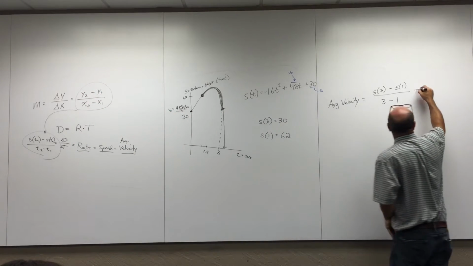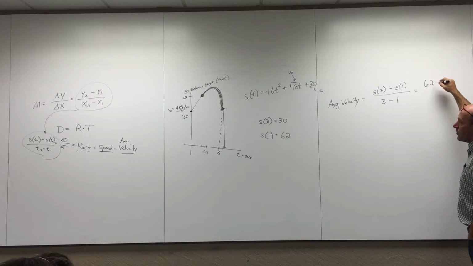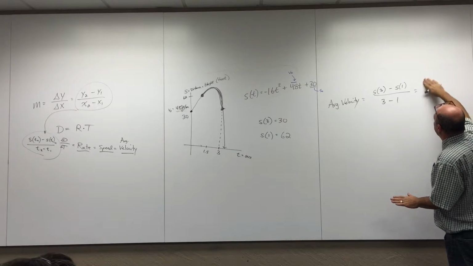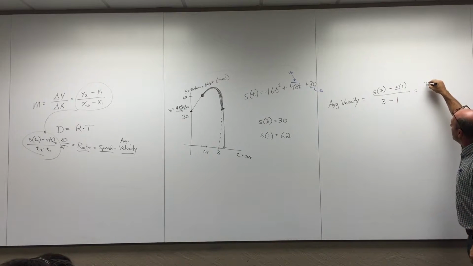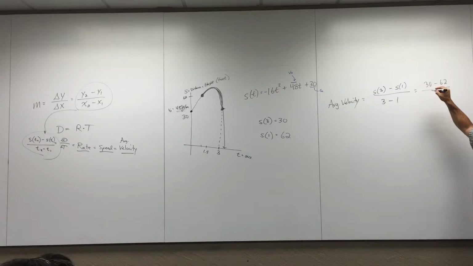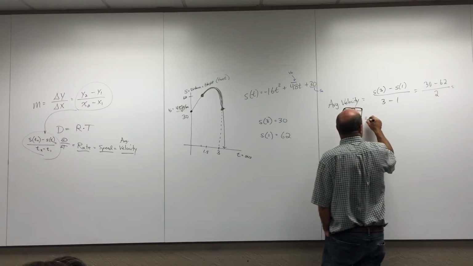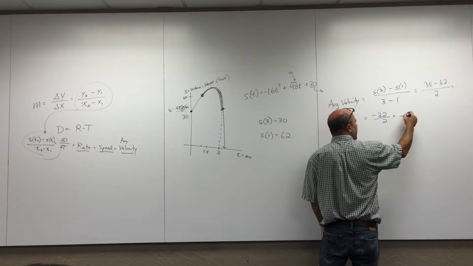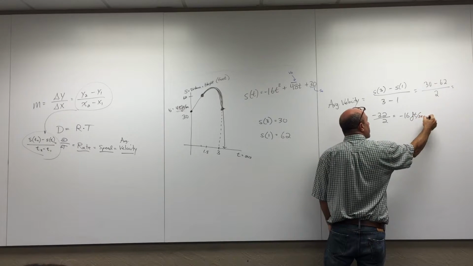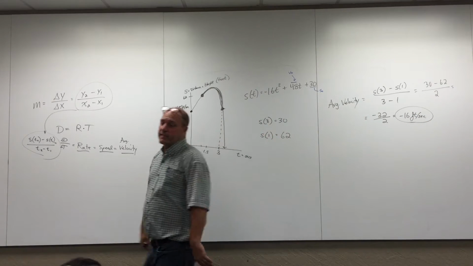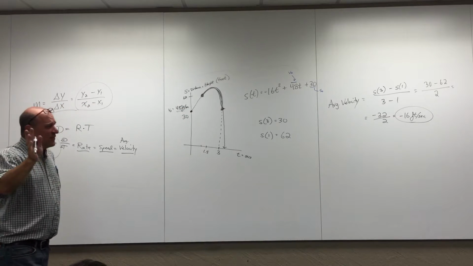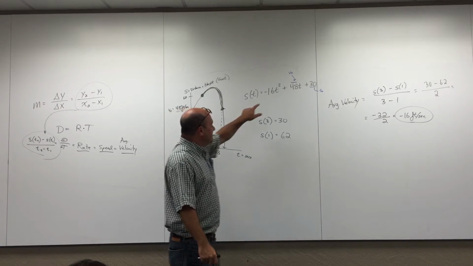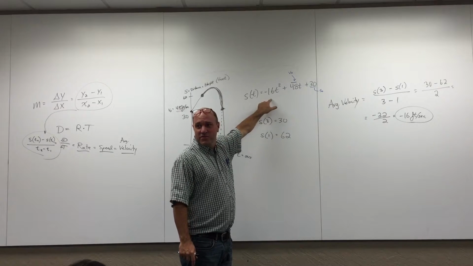So what is this? That's the 62 minus the 30. Oh, no, wait. I screwed that up. Hold on. I got that backwards, right? S of 3 was the 30. The 30 minus the 62 over the 3 minus 1. Okay. Negative 32. Is that what that is? Negative 32 over 2. Negative 16 feet per second, I guess. Hey, I'm sorry, but that's a total coincidence that it's 16. This is a 16 here, which is a rather famous number.